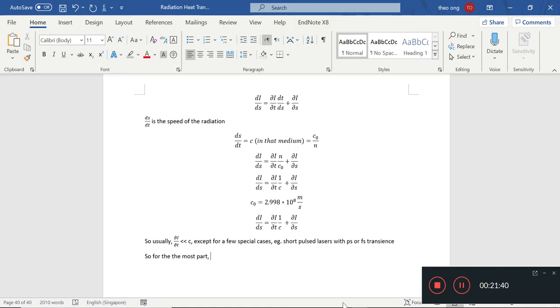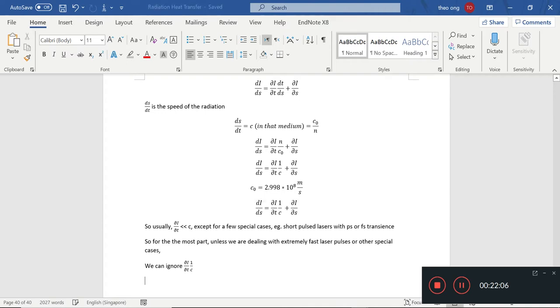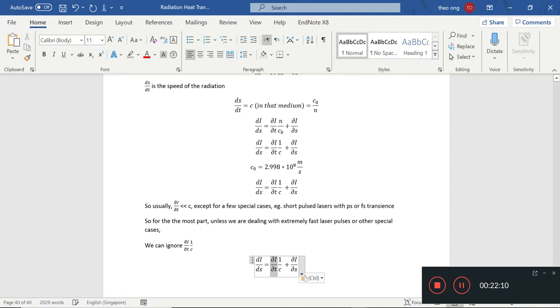So for the most part, unless we are dealing with extremely fast laser pulses or other special cases, we can ignore the time dependence. So effectively, the intensity along s will just become a function of space, right?